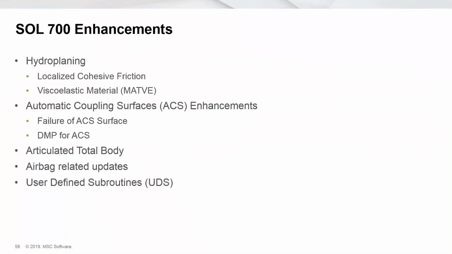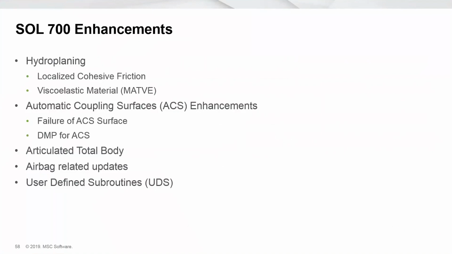So we've added localized basic friction. I'll talk about that. We've also added a rubber material, especially used for tire type of material. So this is a viscoelastic material, MATVE entry. We also introduced an automated coupling surfaces method, where Nastran will automatically figure out where your structural and fluid boundary is and create a coupling surface. And we've made some enhancements to that, which we'll talk about in further slides.